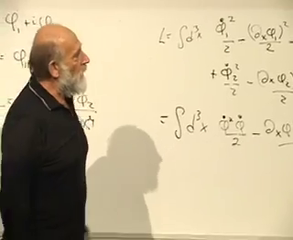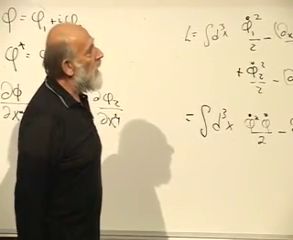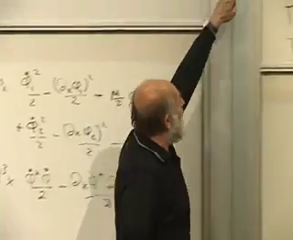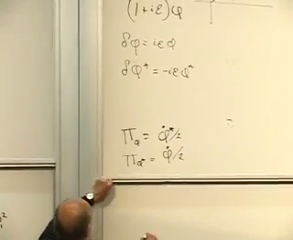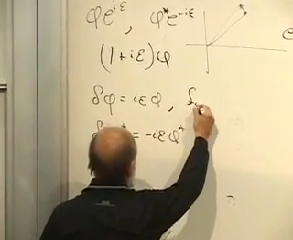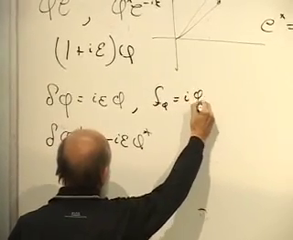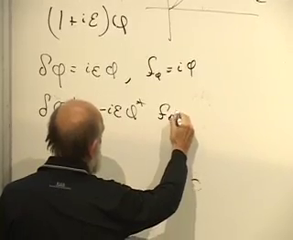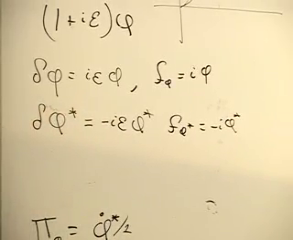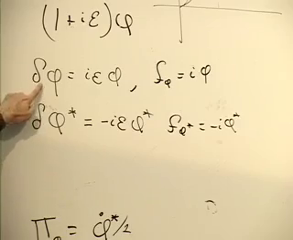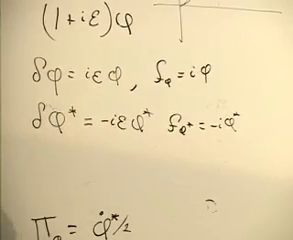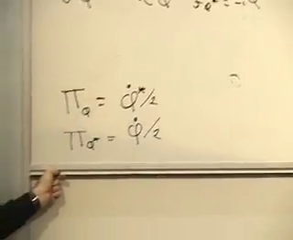Okay, now let's work out the conserved quantity. We know what the change in phi is. In other words, we can say f sub phi is I times phi, and f sub phi star is minus I times phi star. Remember what f is? Everybody remember what f is? It's the small change in phi except for the factor epsilon. Same f as in Noether's theorem.